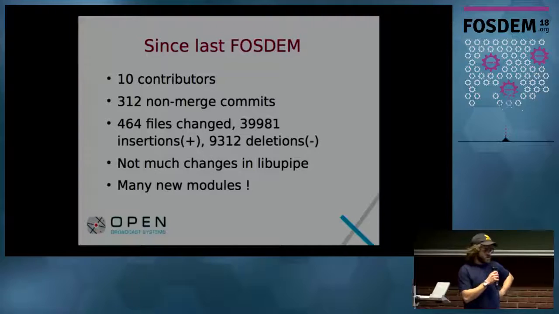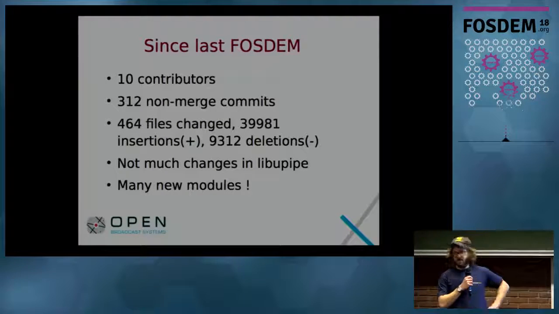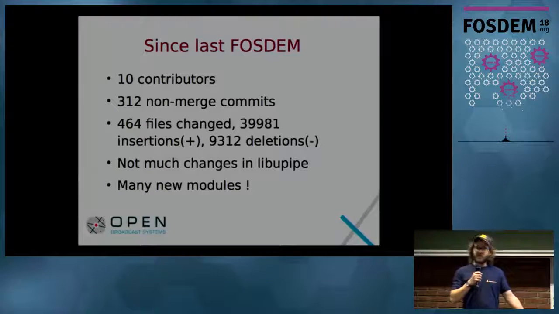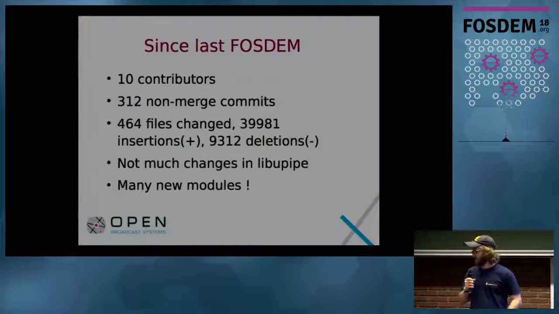So what's new? Since last FOSDEM, I think we had a release around last FOSDEM, and another one is coming today. So 10 contributors, not many new people, but hopefully you will be interested in joining us. About 1 commit per day, some stats. The pipeline itself didn't see many changes. There were some improvements, but no bug fixes. So this is cool because it means that the pipeline itself is, as I said, perfect. No, don't laugh, it's true. But what we did is create many new modules, and I'll talk about them.